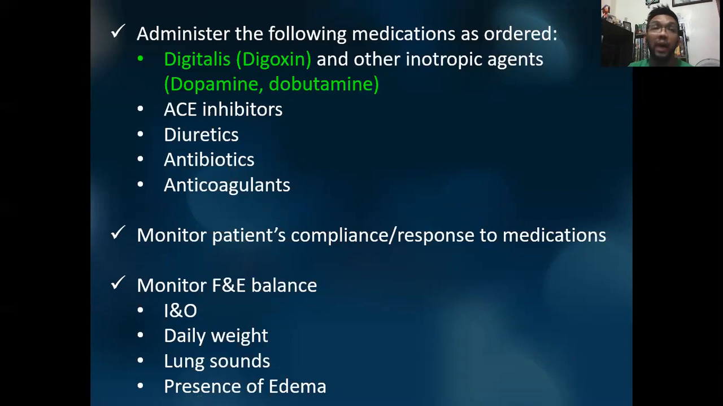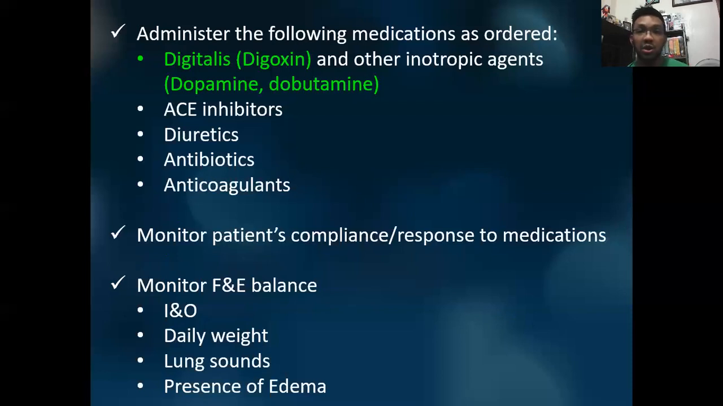If they see yellow halo around lights, that is already a sign of toxicity from digoxin. So we need to check that every now and then. If the patient tells you that there's something weird about how I see lights, then perhaps the patient is suffering from toxicity. ACE inhibitors such as captopril and enalapril are given to control hypertension, most especially pulmonary hypertension. Diuretics if the patient is experiencing any edema of the extremities.